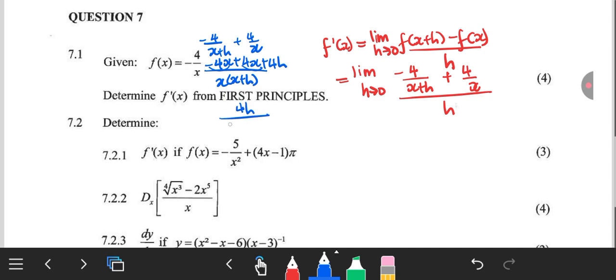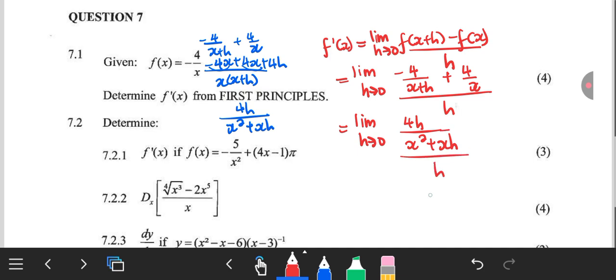Then multiply out there, you have x squared plus xh. So now let's come back and substitute it like that. So this is going to be limit as h is approaching 0 of 4h over x squared plus xh. But now remember, you're still dividing by what? By that h.